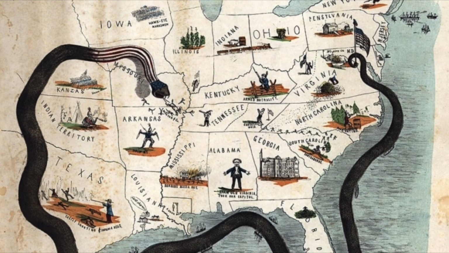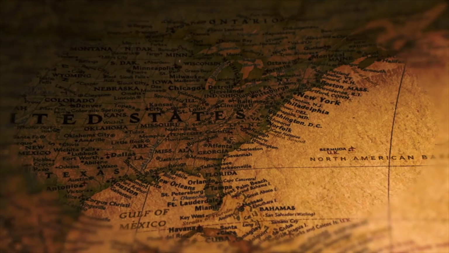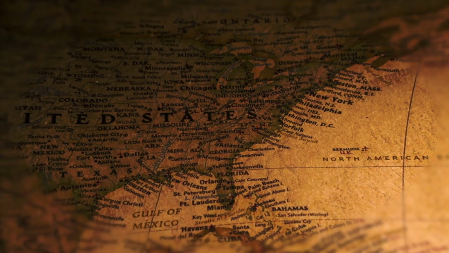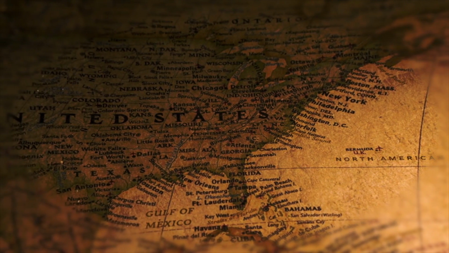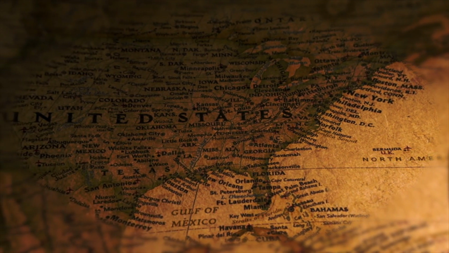The Confederacy wanted the land as it could be used as a valuable source of materials such as food if the Union created a blockade. So as Confederates moved in on the territory, many nations, under duress, signed treaties to help the Confederacy in exchange for some political rights. Many thought they would receive better political standing if they allied with the Confederacy, but very few Native Americans actually owned slaves or supported the Confederate cause in general.